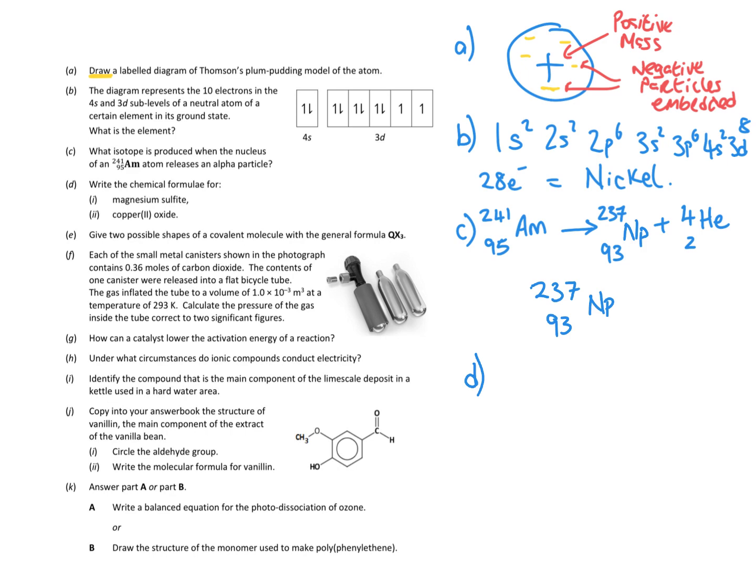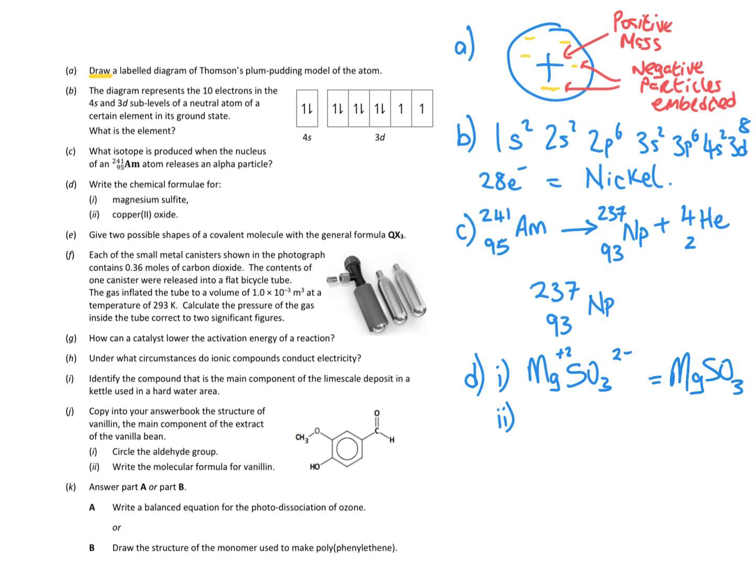So part D says, write the chemical formula for magnesium sulfite and copper oxide, copper 2 oxide. Now, this relates to the group ions that you would have learned off. The first thing you should know is that sulfite is SO3 and it has a 2- charge. We know magnesium has a +2 charge, so your answer there is MgSO3.